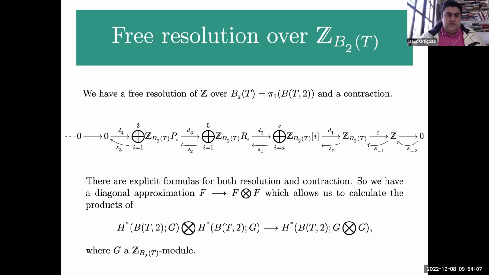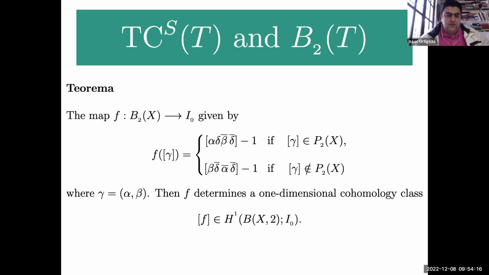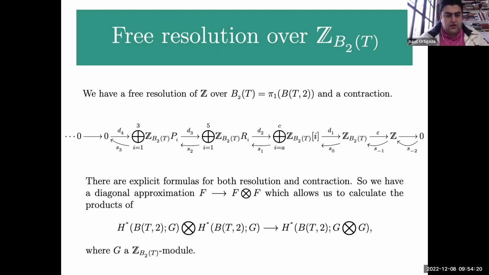Well, with this resolution and these formulas, I was able to construct the products in cohomology. I give explicit formulas to calculate the products in cohomology from the cohomology of BT2 with twisted coefficients in G times the cohomology of BT2 with coefficients in G to the cohomology of BT2 with coefficients in the tensor product of G with G, where G is the CB2T model.